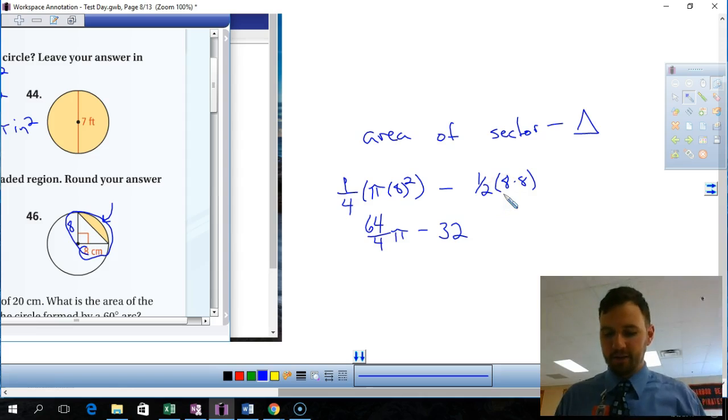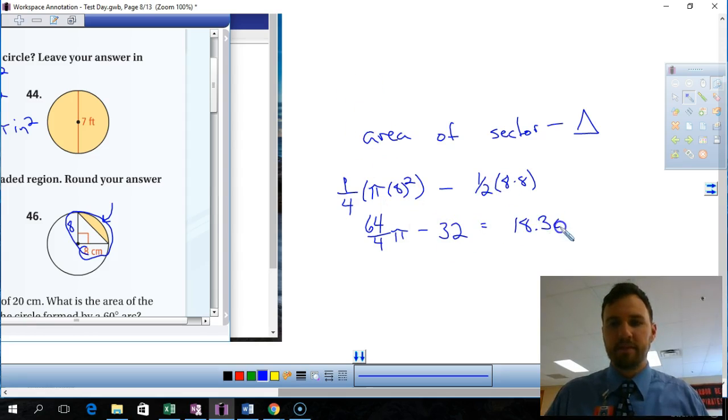I'll plug that in my calculator. Reduce that. I got about 18.3 centimeters squared. Alright?